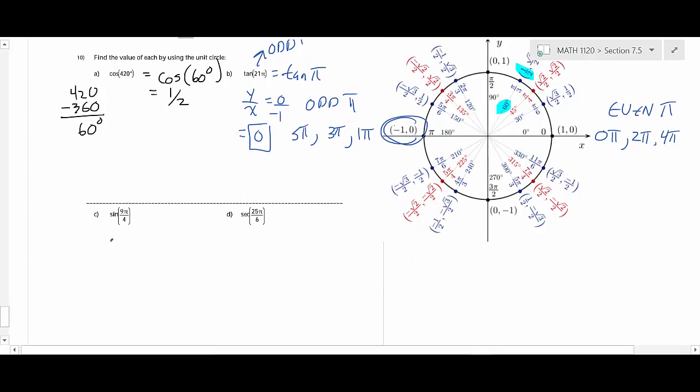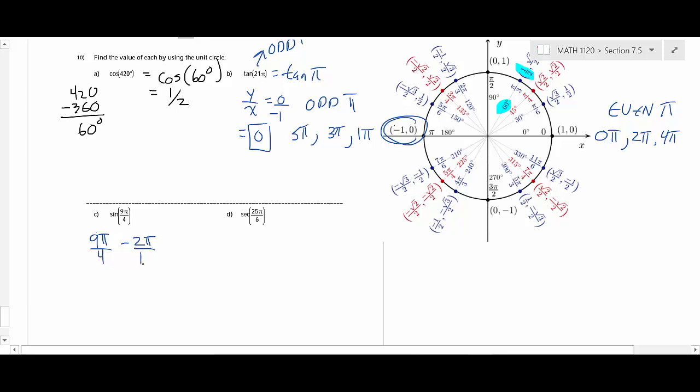Let's see. There's a couple of ways to do this. You can change this to a degree if you want to. Or you could even do this if you wanted to. It doesn't matter. I don't care which way you do this. But let me ask this question. Is 9 pi over 4 bigger than 2 pi or smaller? Bigger. It's bigger because 8 pi over 4 would be 2 pi, right? So what you could do is you could subtract 2 pi from that if you wanted to.